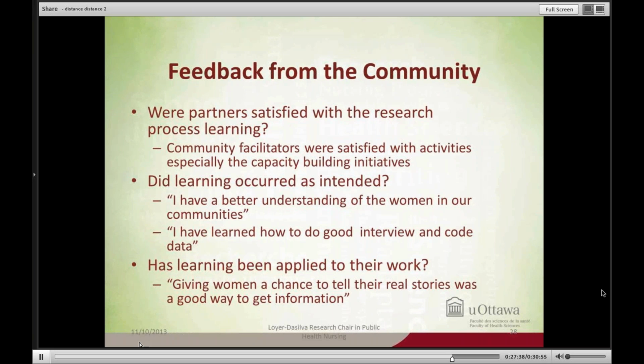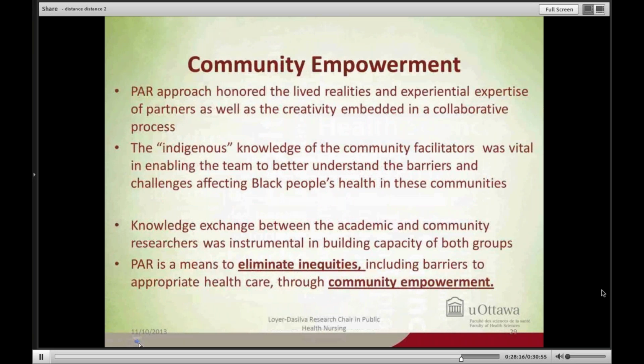One person said, I have a better understanding of the women in my community now. Another said, I have learned how to do good interviews and code data, so they know the research process and understand the issues in their community. Another question is, has learning been applied to their work? One woman said that giving women a chance to tell their real story was a good way to get information. Now she understands how she can continue to encourage women to tell their stories, and how they are using this information as leaders in their community to advocate for changes.